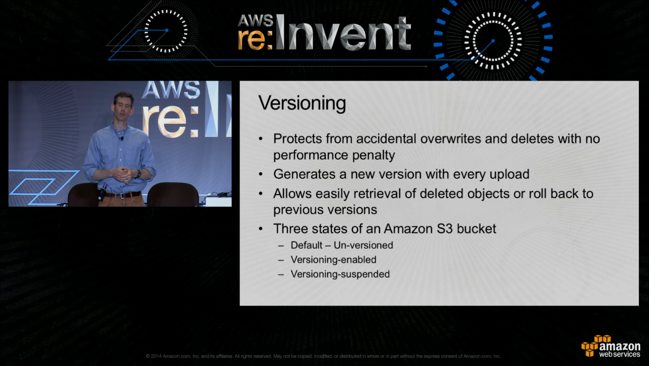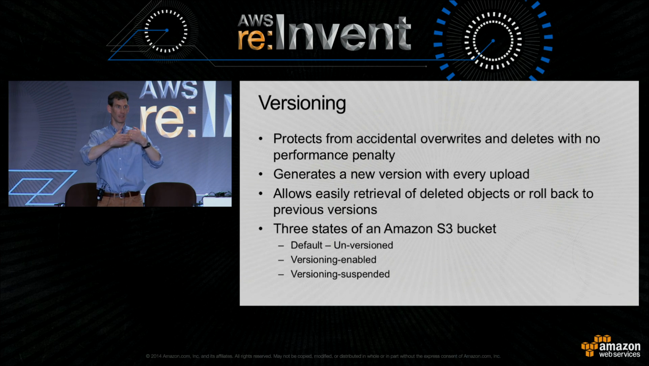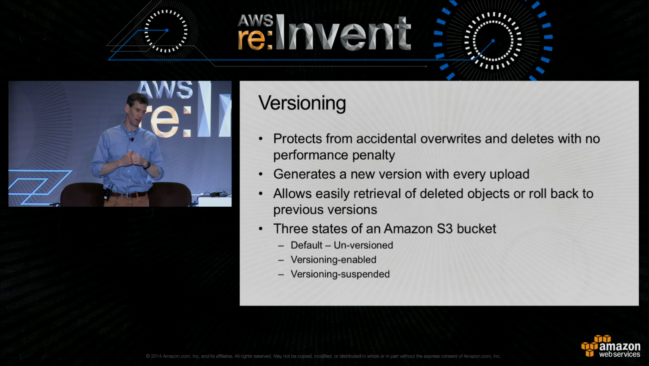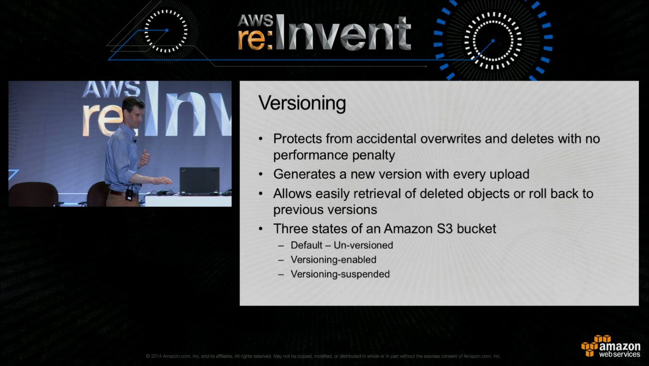Once you've got versioning turned on, you can also go to a versioning suspended state. When you go to a versioning suspended state, any version you've already created stays. It's still there. It's protected. But we don't create new versions. It's back to that default behavior where you'll overwrite the same key as if versioning were not turned on. So that's versioning.